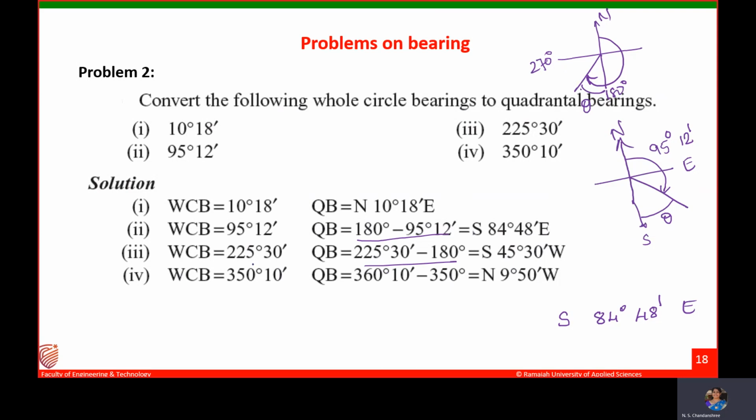Next is the whole circle bearing 350 degrees. 350 degrees comes in the fourth quadrant, between 270 degrees and 360 degrees. It is measured like this, but what we want now is this theta. So 360 degrees minus this whole circle bearing will give us the answer here. There is a small mistake here. It is actually 360 degrees minus 350 degrees 10 minutes. The answer is correct, but the notation that is put here is wrong.